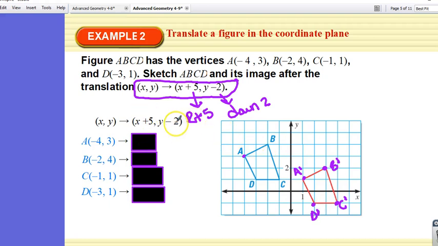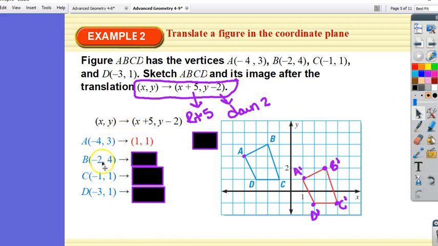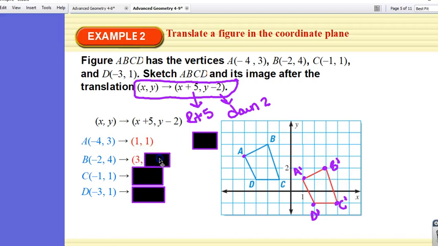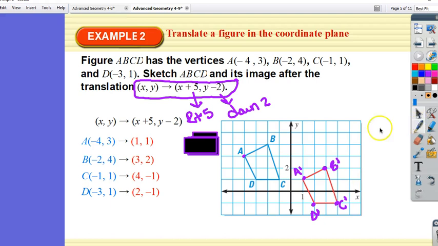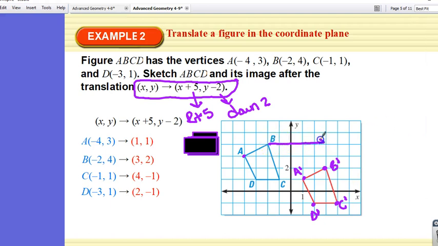Or you could use your rule and just do the addition. So -4 plus 5 is 1. 3 minus 2 is 1. So 1, 1. -2 plus 5 is 3. And 4 minus 2 is 2. -1 plus 5 is 4. And 1 minus 2 is -1. -3 plus 5 is 2. And 1 minus 2 is -1. And so you can get it using your rule, or you can get it by using the fact that it's right 5, down 2. Is everyone clear on this? Do you understand what I mean by right 5, down 2? Go to the right 5, and then go down 2.